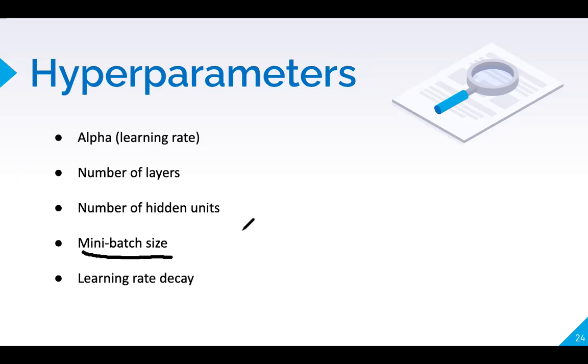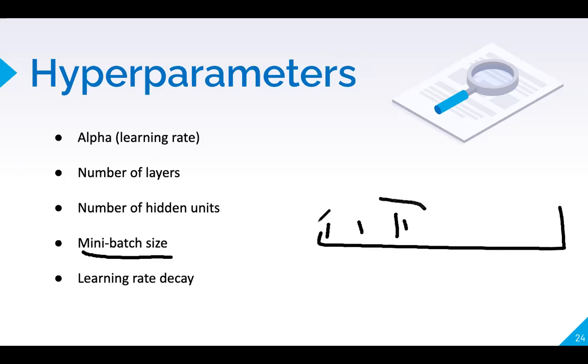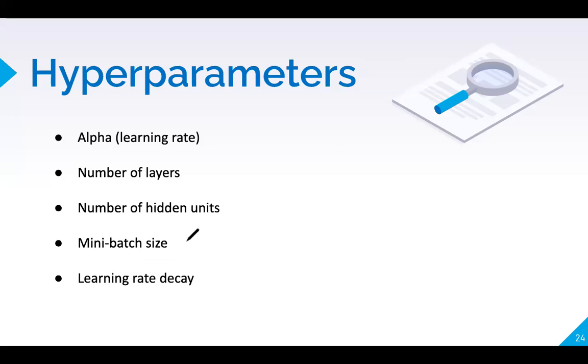Then you also have mini batch size. I explained this earlier, like if we had a training set like that, I can choose how many samples I want in each of these different mini batches. And typically all the mini batches are the same size. I've not really seen anyone who makes them different sizes. But yeah, that's the idea behind mini batch size.